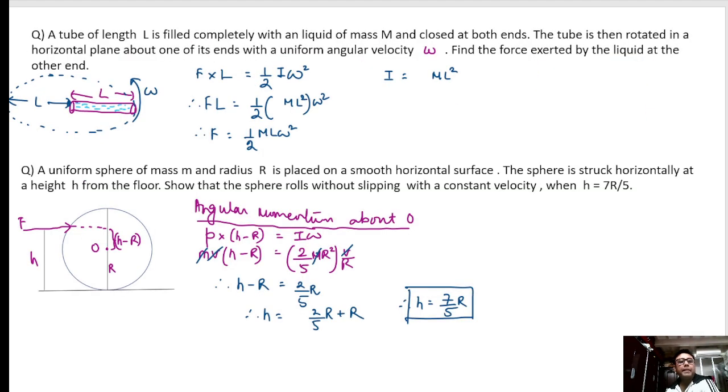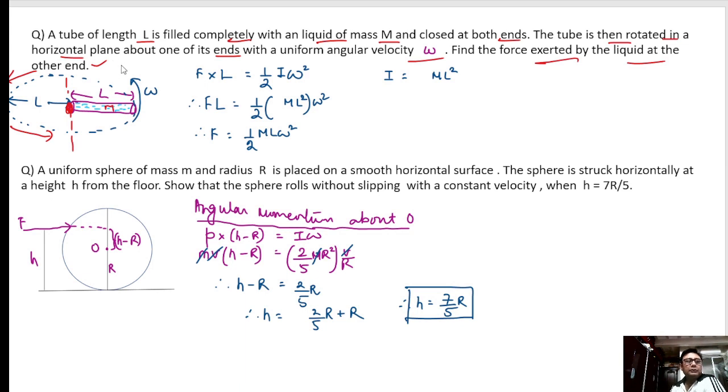Next, a tube of length L is filled completely with a liquid of mass m. So here is the tube L and filled with a liquid of mass m. Closed at both ends. The tube is then rotated in a horizontal plane about one of its ends. Okay, so this end is fixed and it is rotated with angular velocity omega. Find the force exerted on the liquid at the other end.